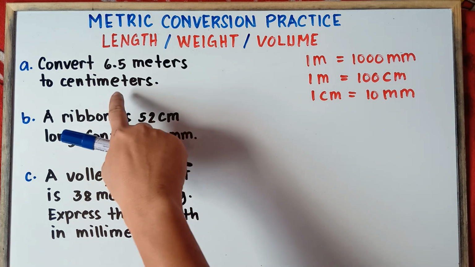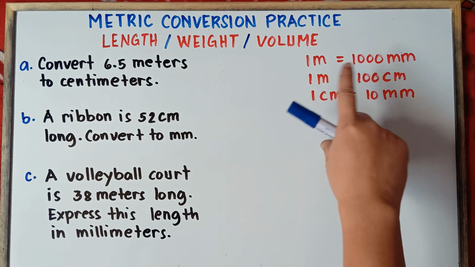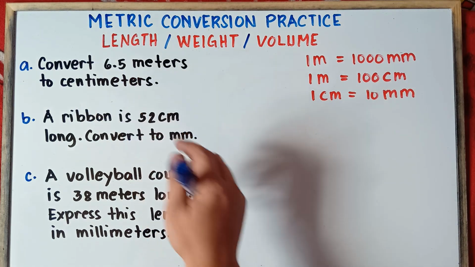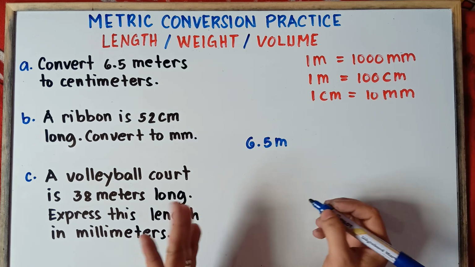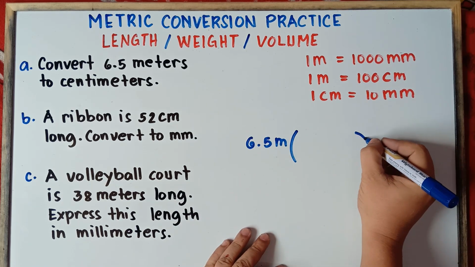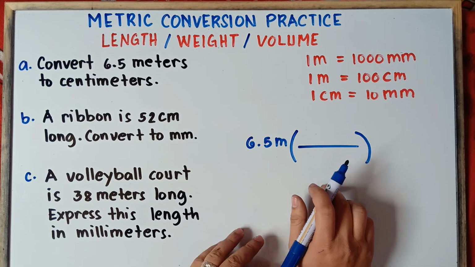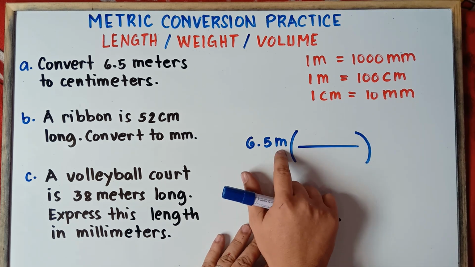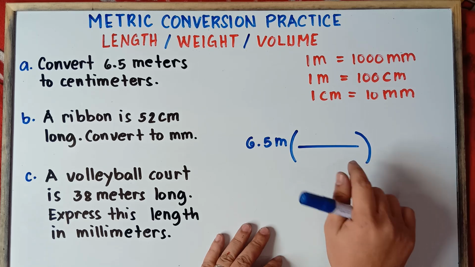So meters to centimeters. Do we have the conversion? Yup, 1 meter is equivalent to 100 centimeters. To convert this, class, you write down the given 6.5 meters, then you put parentheses, then a fractional bar. Once again, we convert this using a unit fraction. If this is meters, the units on the denominator must also be meters.